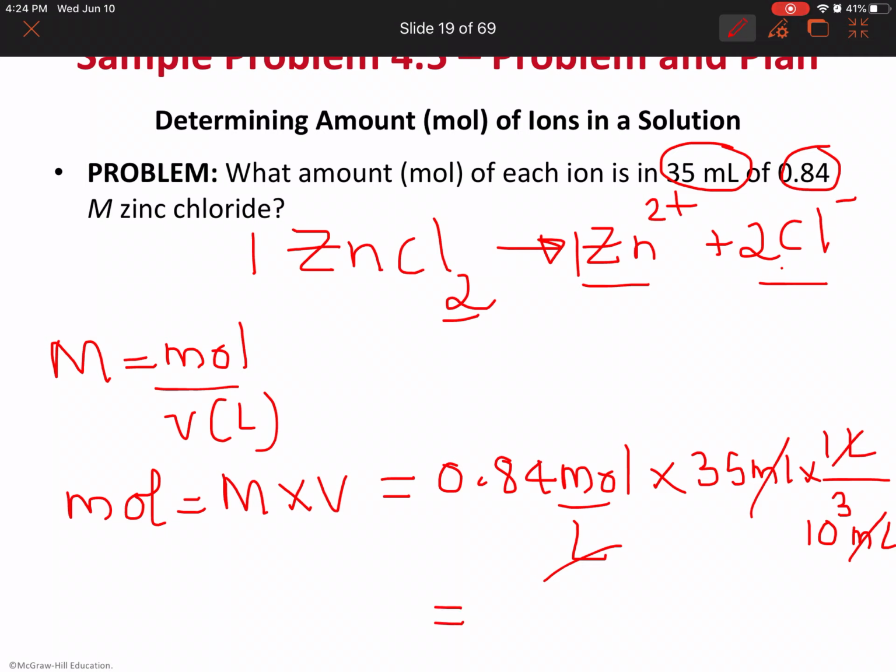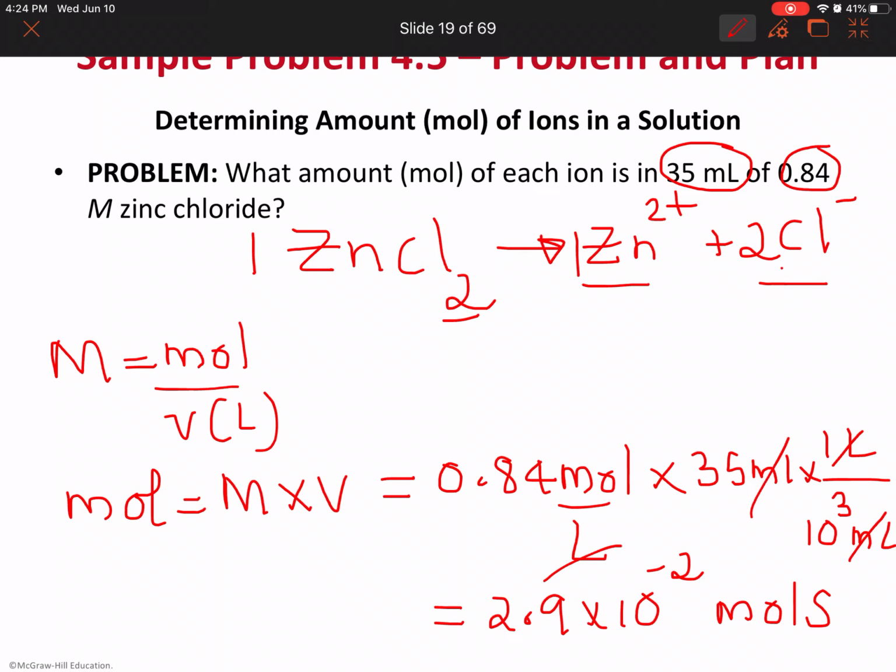So we're going to have our answer in moles. So what's the number of moles going to be? That is going to be 2.9 into 10 to the negative 2 moles. That's the number of moles of zinc chloride.